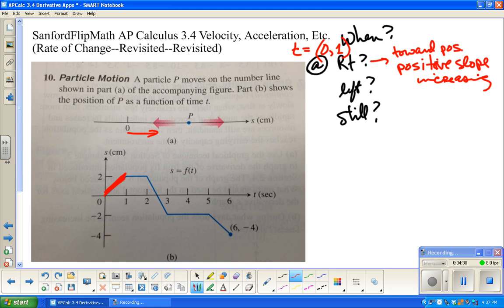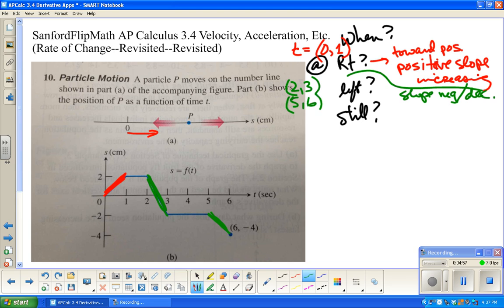When is it moving to the left? Well, it's moving to the left anytime the slope is negative, in other words, decreasing. Well, it's decreasing between 2 and 3. It's decreasing between 5 and 6. So from 2 to 3, and between 5 and 6.